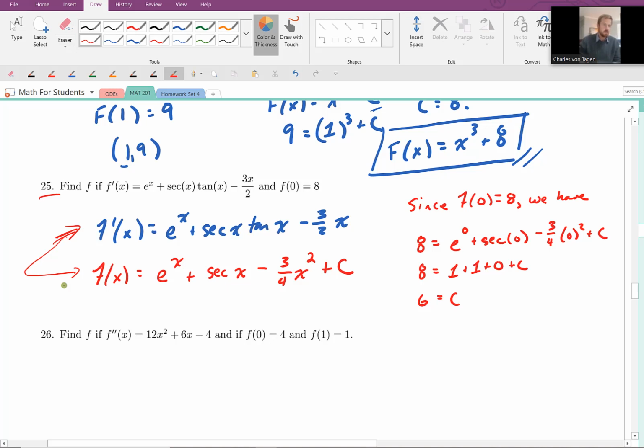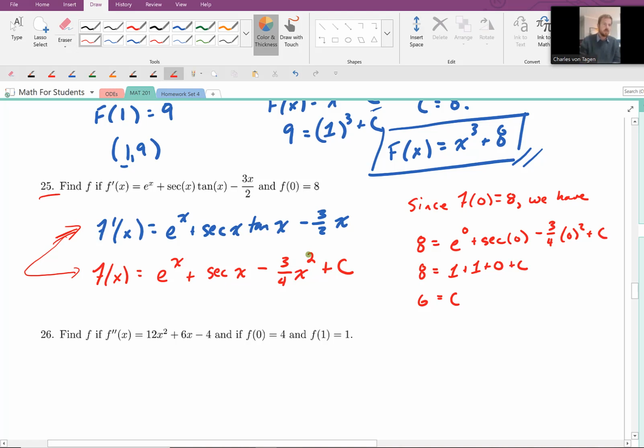So I asked myself, which function when I take the derivative gives me e to the x? The answer is e to the x. What function when I take its derivative gives me the secant of x tangent of x? And the answer is the secant of x. And then I said, what function when I take its derivative gives me minus 3 halves x? And the answer is minus 3/4 x to the second.